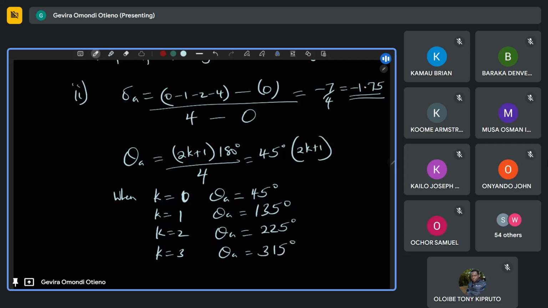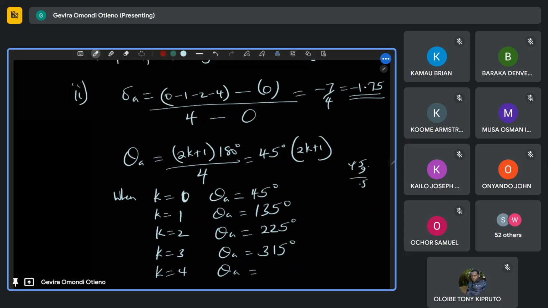In fact, 315 degrees, that's still fine. That's still not the same, okay? 315 degrees. When K equals 4, for example, theta A would be having 9. So 45 by 9.